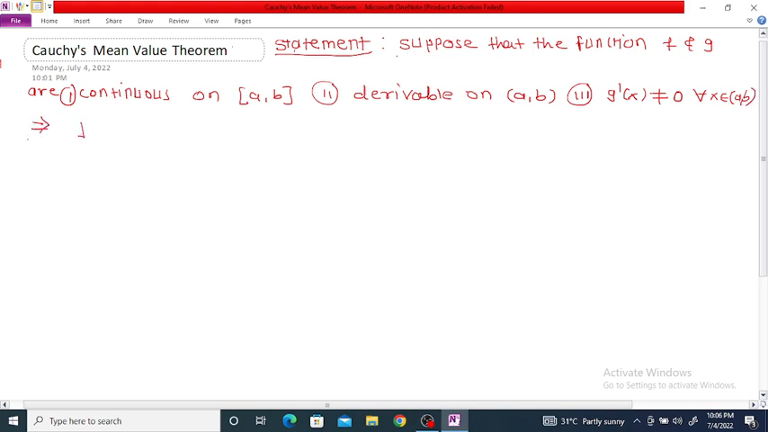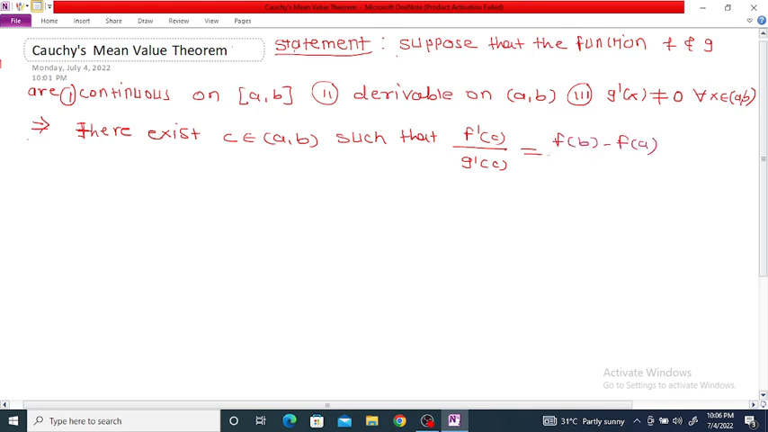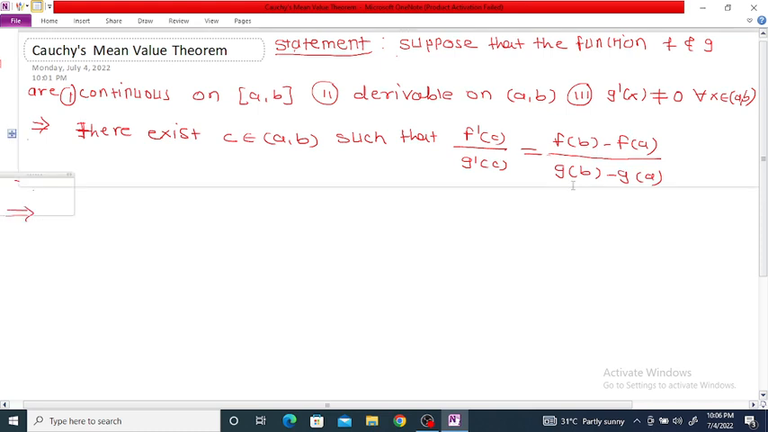Then there exists a c belonging to the open interval (a, b) such that f'(c) divided by g'(c) is equal to f(b) minus f(a) divided by g(b) minus g(a). So this is the given statement: f and g are continuous on [a, b] and derivable on the open interval (a, b), g'(x) is not equal to 0, and we want to prove this.